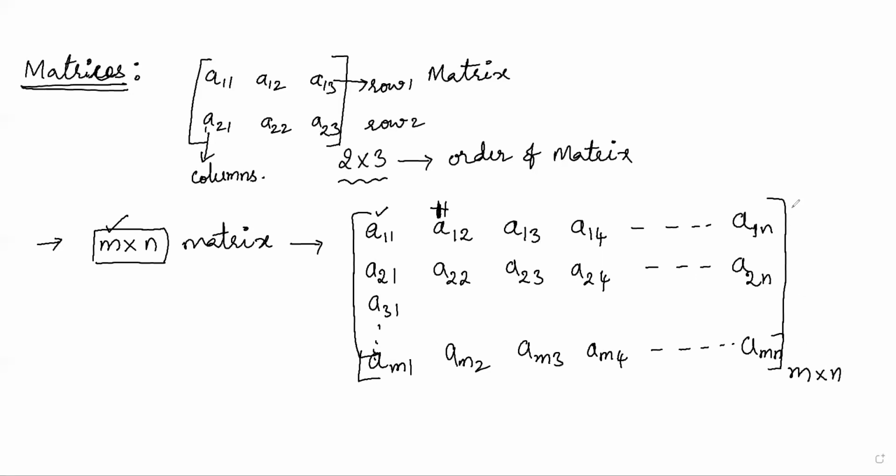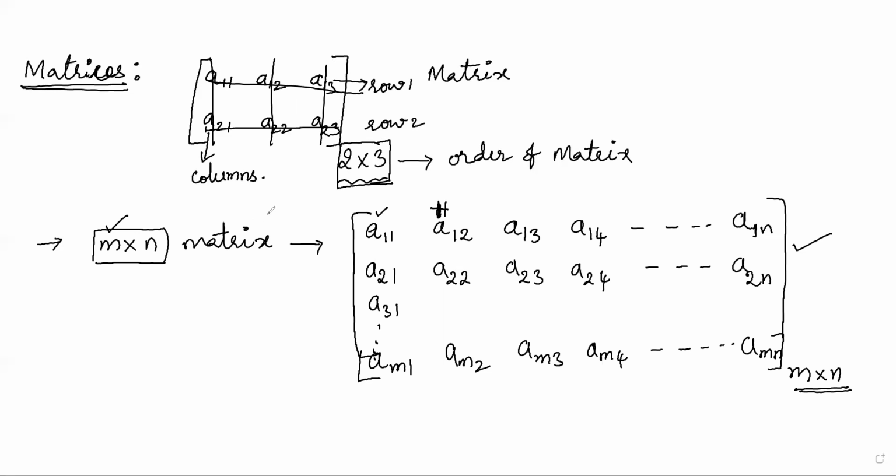Whenever we write a matrix, we should write its order. So here we have two rows. This is the first row, this is the second row. Three columns, 1, 2, 3, like that. So two rows, three columns. We wrote here an order 2 by 3 matrix.